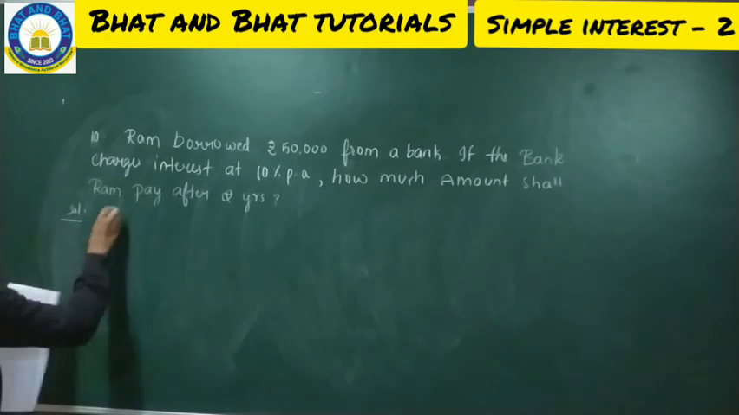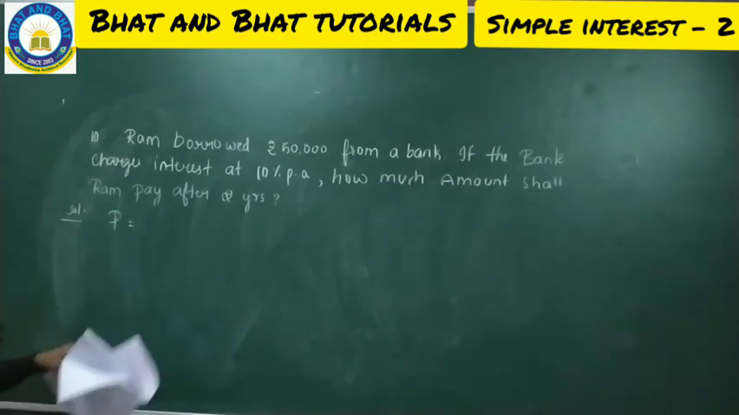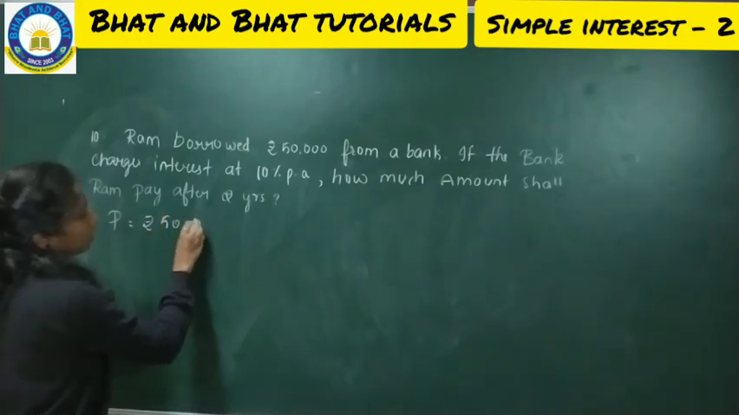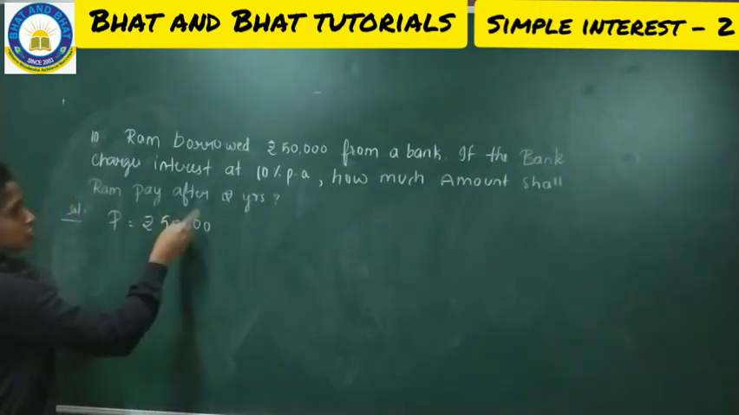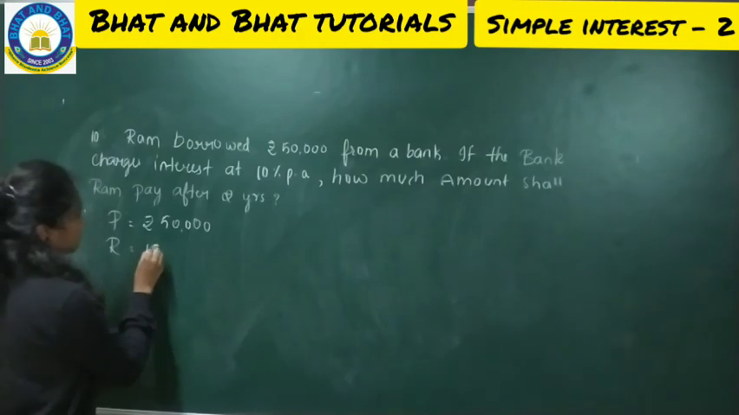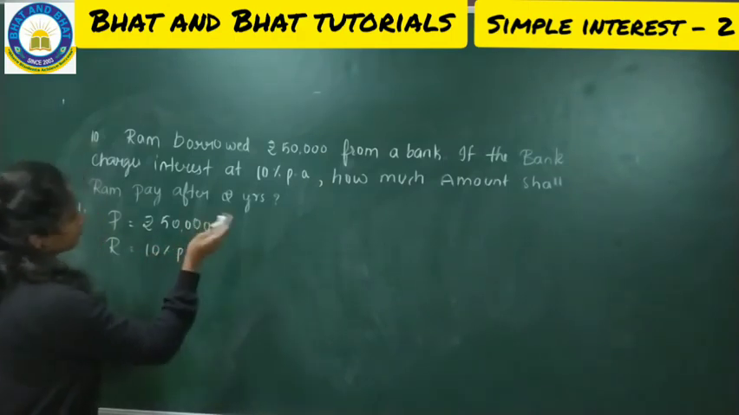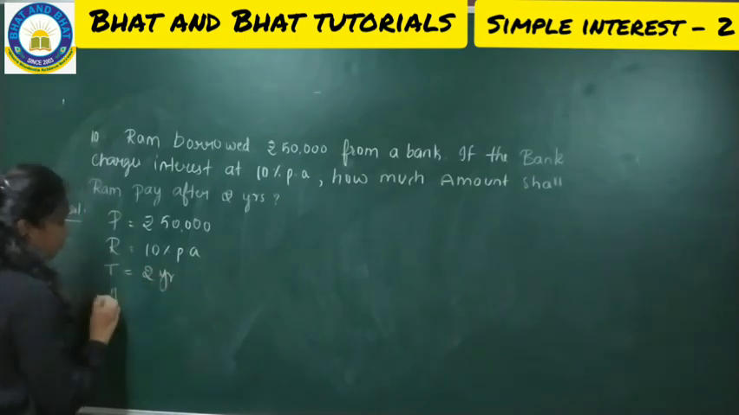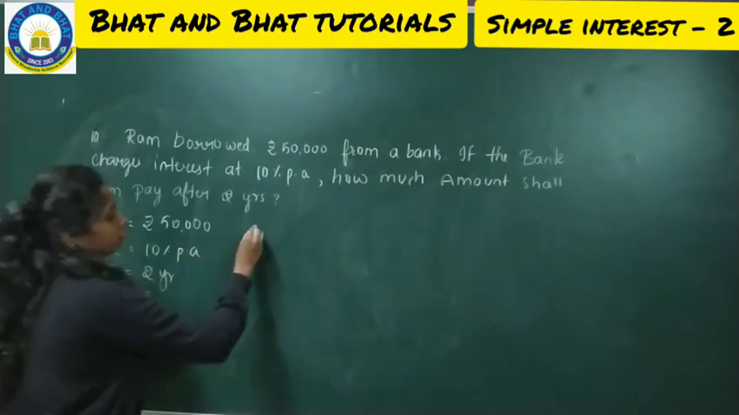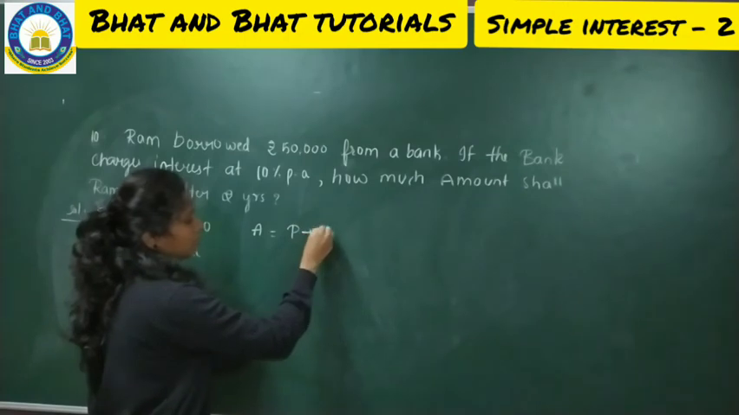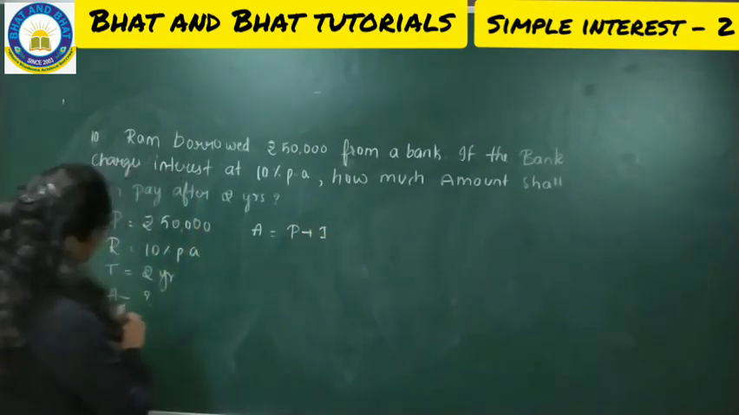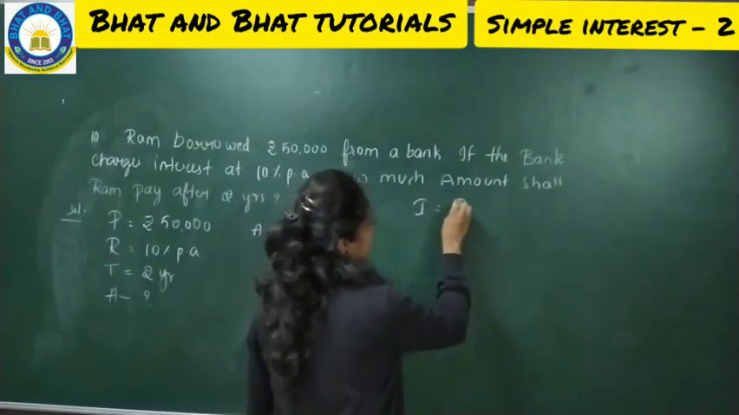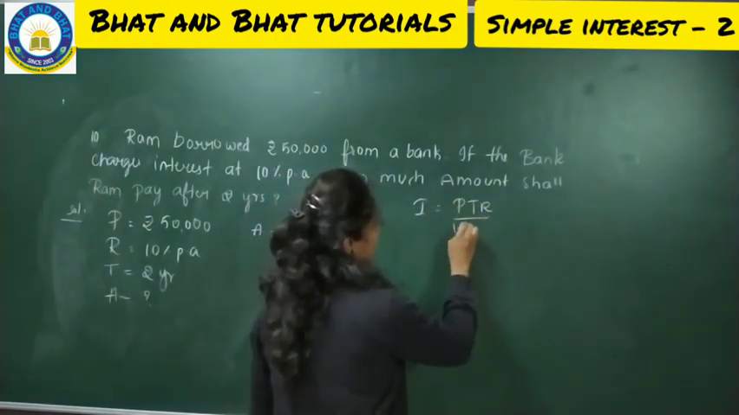To find that, we use the formula. So before that, we'll write the things. Principal 50,000, and the bank charges interest, that is the rate, 10% per annum, and time 2 years, and you have to find the amount. To find the amount, principal plus interest. Interest is not there here. First let us find the interest. Interest is equal to PTR by 100.